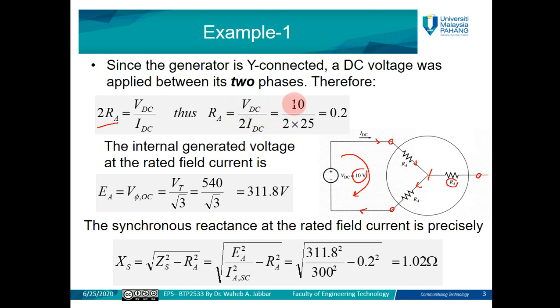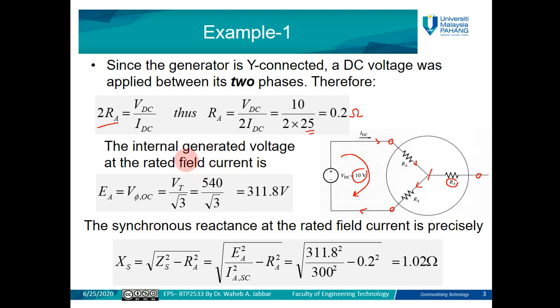So we substitute for VDC, which is 10 volt, the IDC, which is 25. So the value of the RA, or the armature resistance, is 0.2 ohm. Okay, so this is the value of the first parameter of the synchronous generator equivalent circuit.